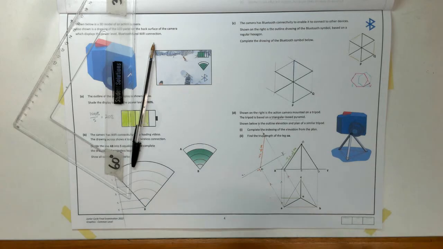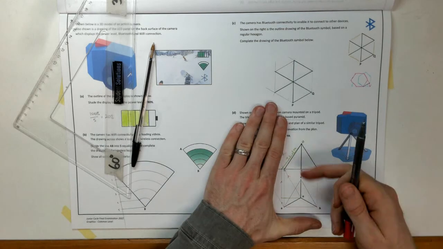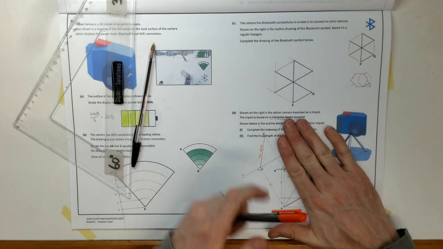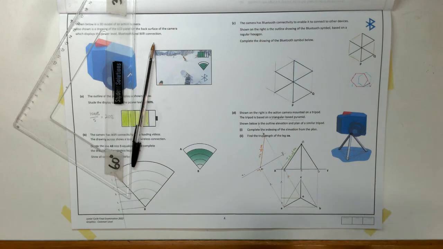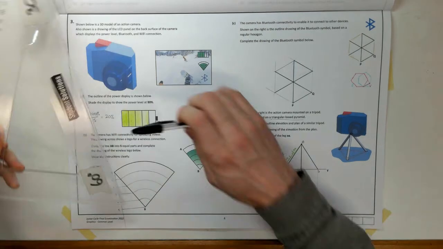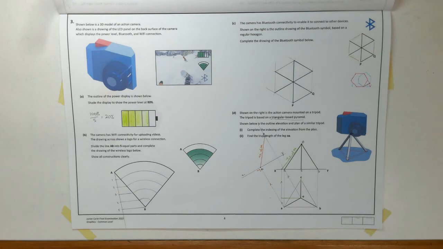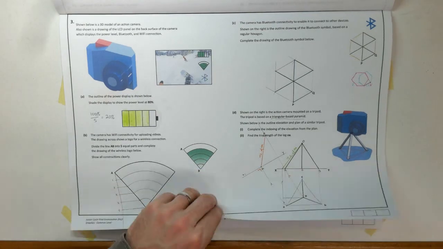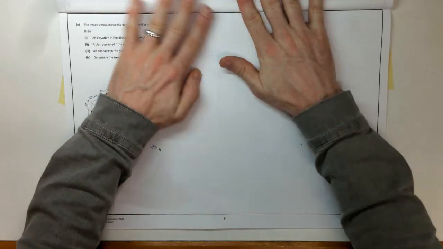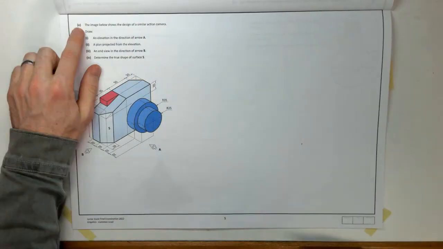Okay, so as I said, either your rotations method or your auxiliary view method, both are acceptable. Both will give you full marks. So we'll flip over the page here to the last part of question 3. Okay, it's part E.